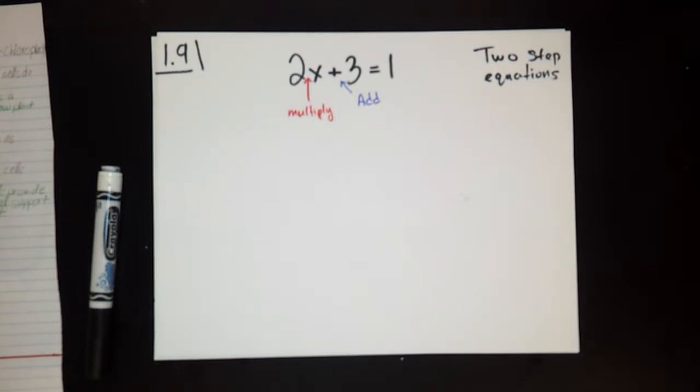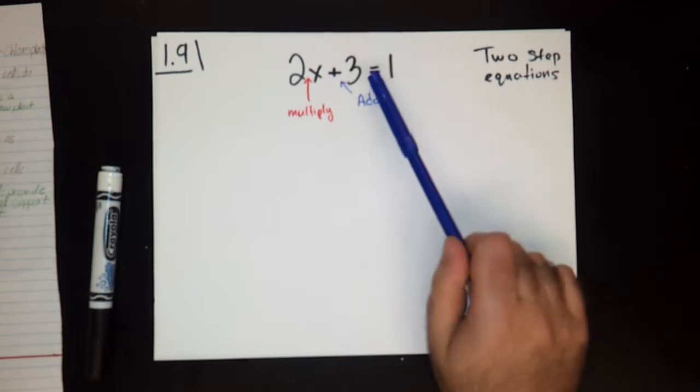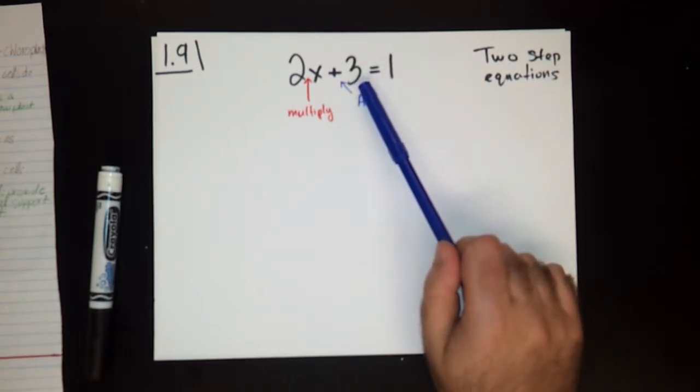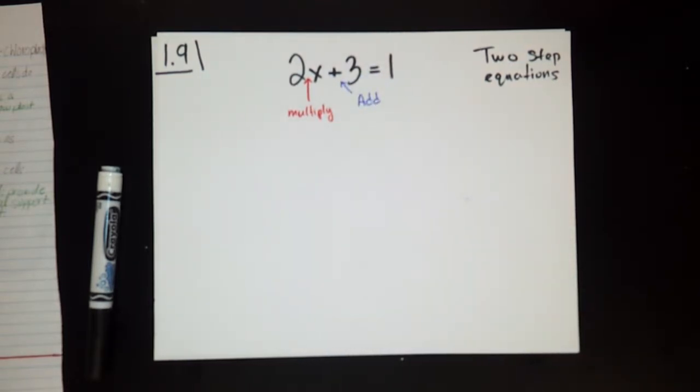Now, in and of itself, this really isn't any difficult. You know how to deal with either one of those. The only trick to 1.9 is which one do you tackle first? Because you know how to get rid of a plus 3. You do the inverse operation. The opposite of a plus 3 is a minus 3. You know how to get rid of multiplied by 2. The opposite of multiplied by 2 is divide by 2. And you do the same thing on both sides. But which one do you tackle first? The plus 3 or the multiplied by 2?